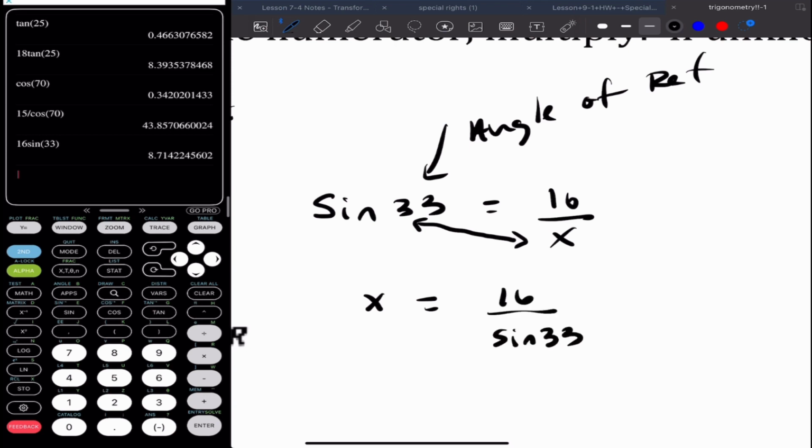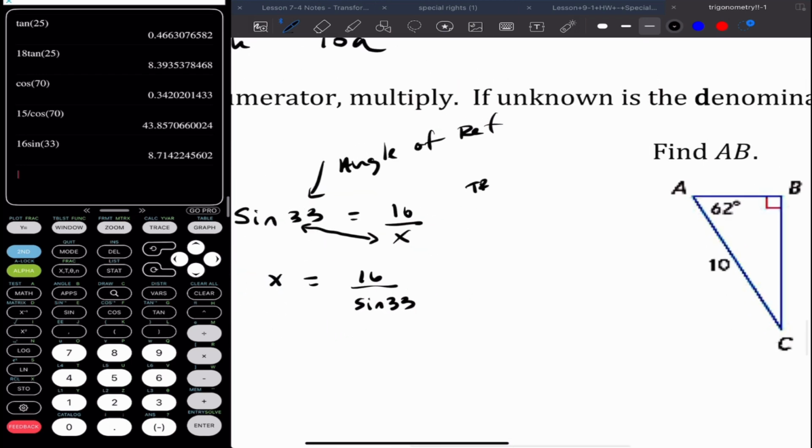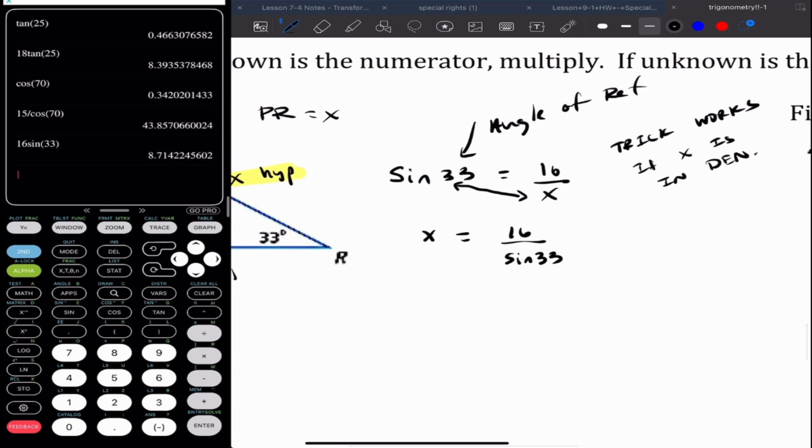Okay? Now, this trick will work if the x or whatever variable is in the denominator. So I'm gonna write den. Trick works if x is in the denominator, okay? So now I'm trying to solve for x. I'm gonna put 16 divided by sine of 33, which is approximately 29.38.